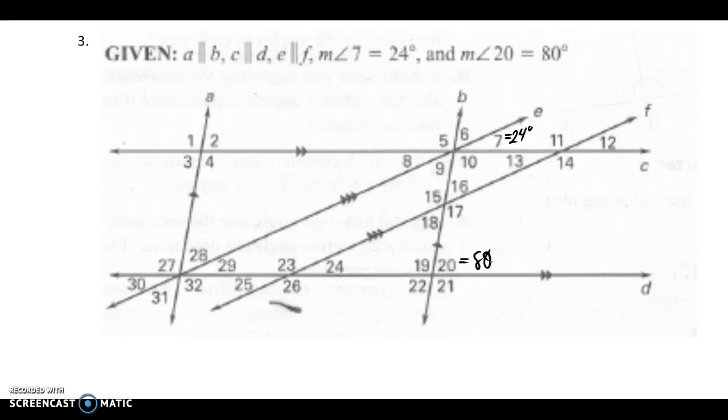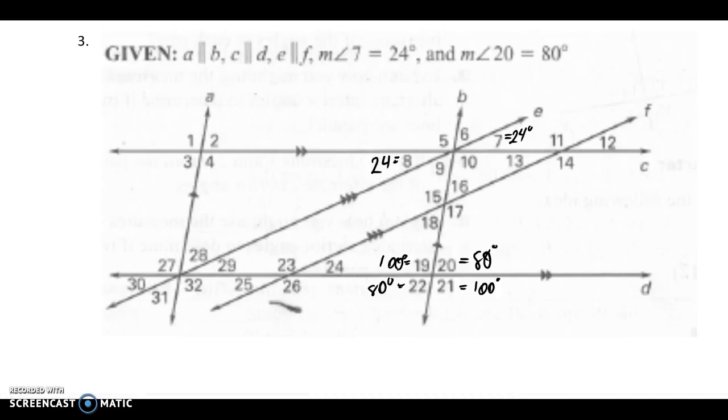Probably the easiest place to start is to take a look at vertical angles. So I'm just going to go ahead and fill in angle 8 is going to be 24 degrees. Angle 22 is going to be 80 degrees. And then I can also see that 22 and 21 are a linear pair, so I can say that this is going to be 100 degrees. And I also know that 19 is going to be 100 degrees, since that is a vertical angle for 21.